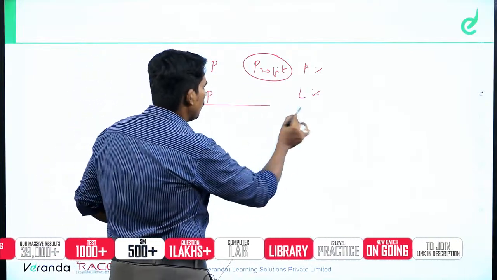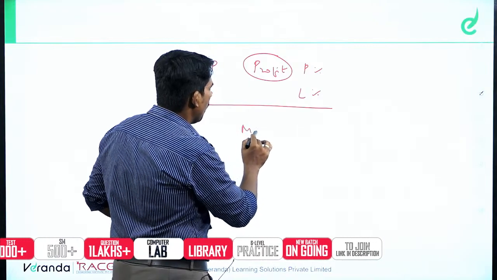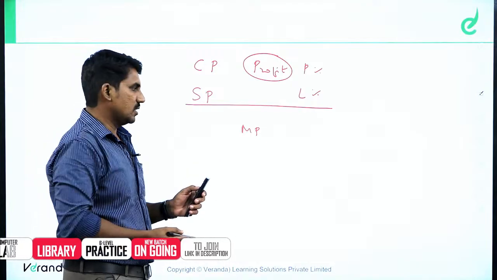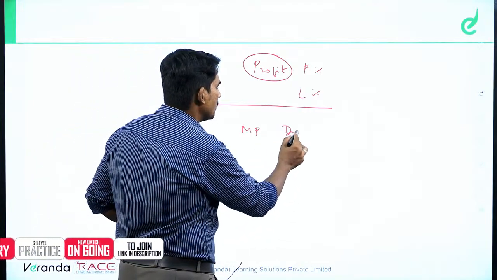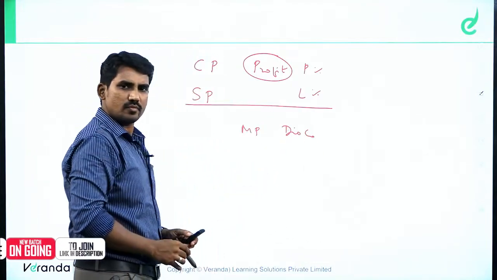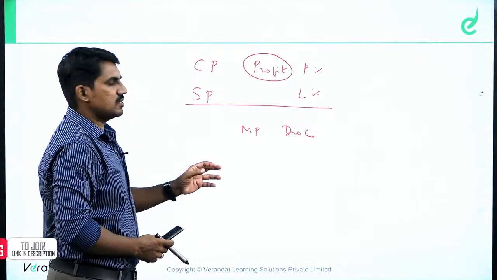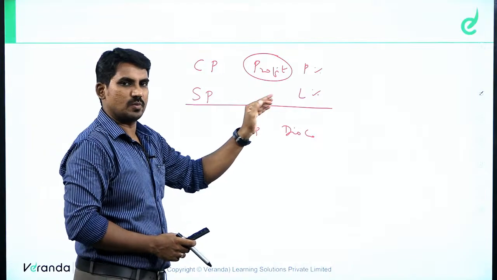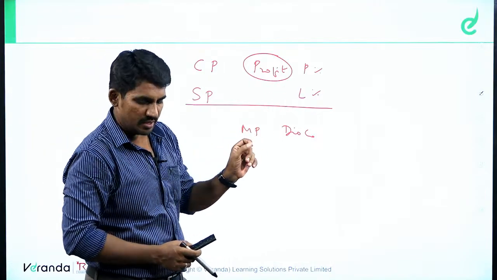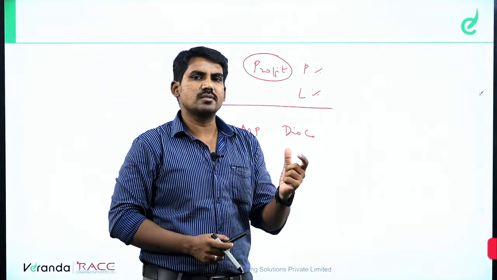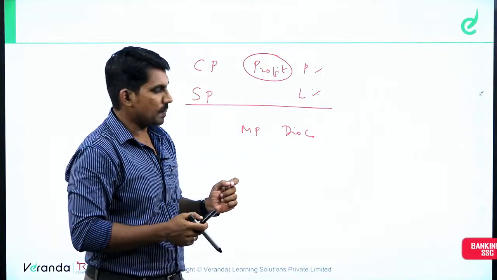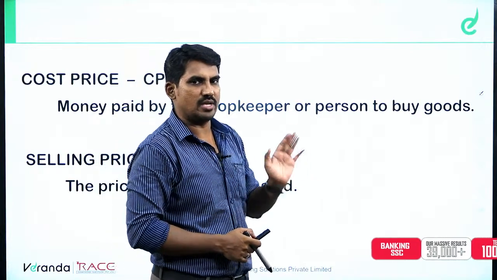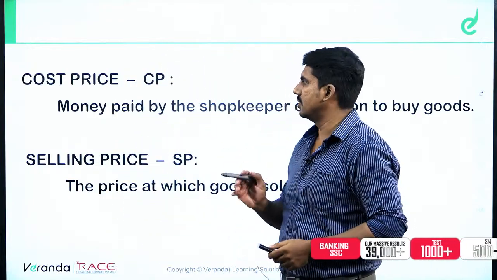Basic things are CP, SP, profit percentage, loss percentage. Then at the next level, we should know marked price, and then we should know about the discount. Now in this first basic concept we are going to study this area only: CP, SP, profit percentage, loss percentage. Based on that we are going to work out some questions today, from the beginning, foundation, basics.